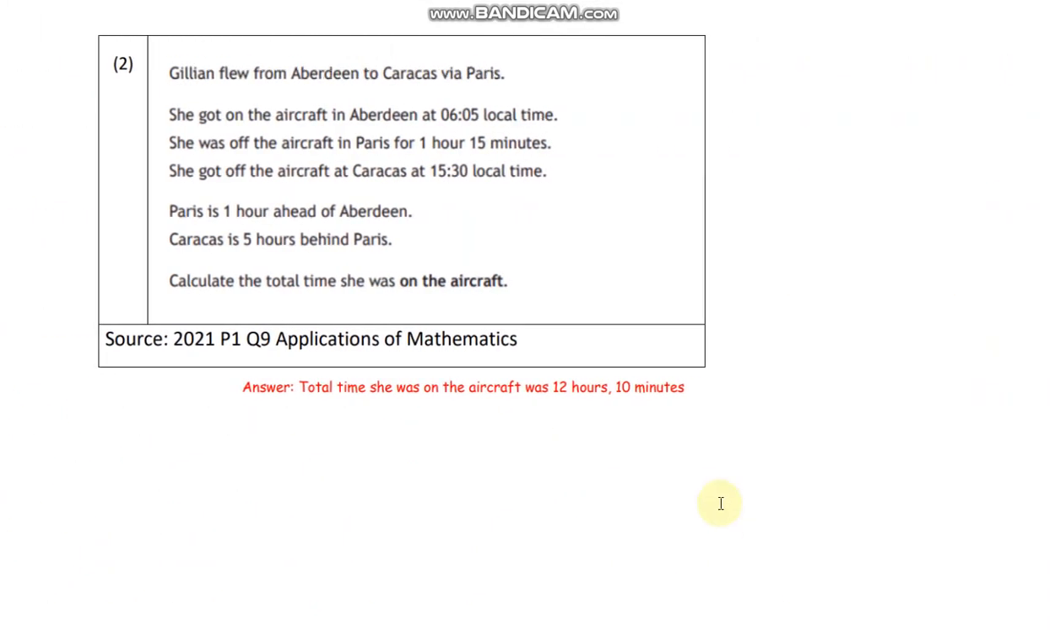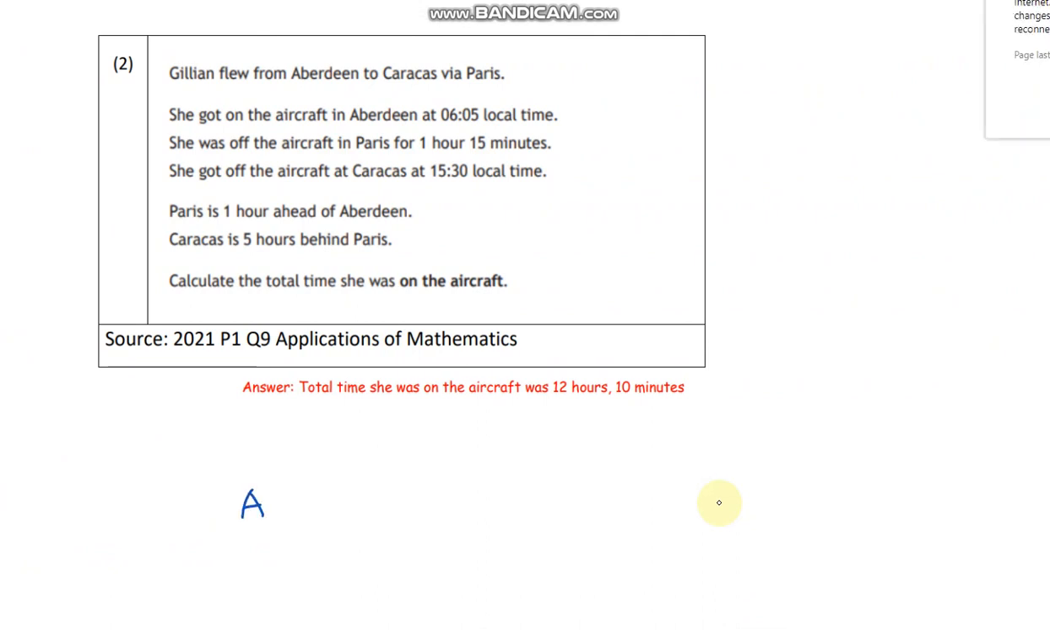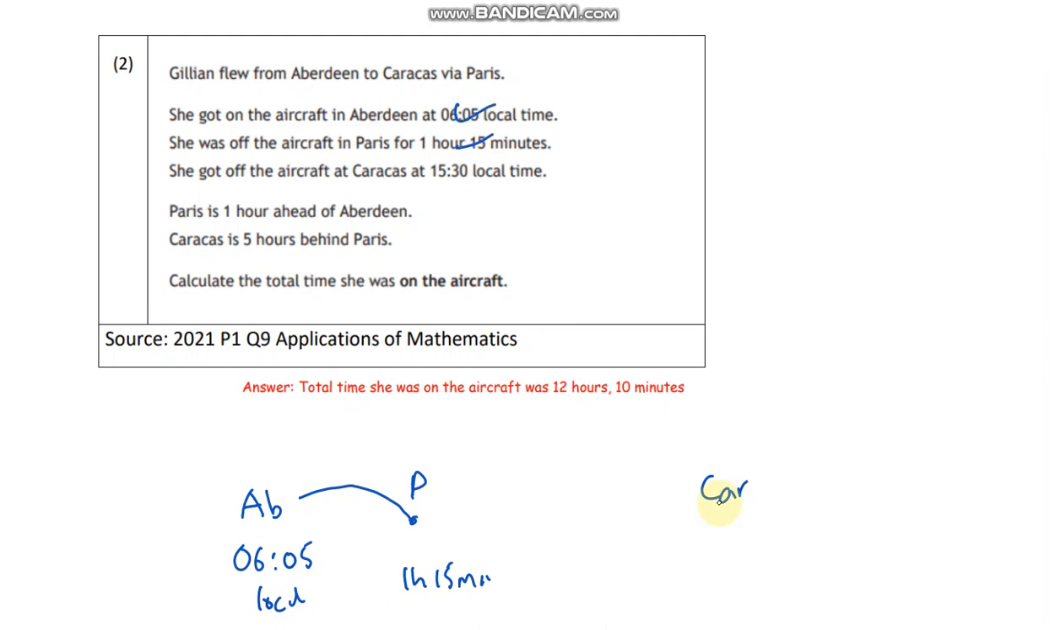Let's try another one. So Gillian flew from Aberdeen to Caracas. So Aberdeen all the way to Caracas. Good for you. She got on the aircraft at 06:05 local, so that's the Aberdeen time. She was off the aircraft in Paris for 1 hour and 15 minutes. Okay, she stopped in Paris then. And then she got off the aircraft at Caracas at 15:30 local time.